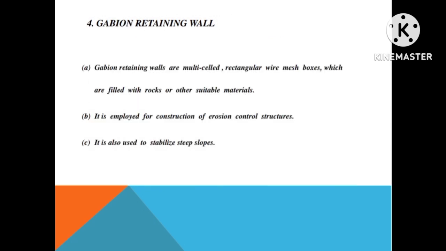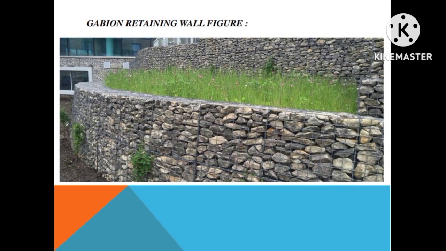Gabion retaining walls. Gabion retaining walls are multi-celled rectangular wire mesh boxes which are filled with rocks or other suitable materials. It is employed for construction of erosion control structures. It is also used to stabilize steep slopes. The figure shows the gabion retaining wall.